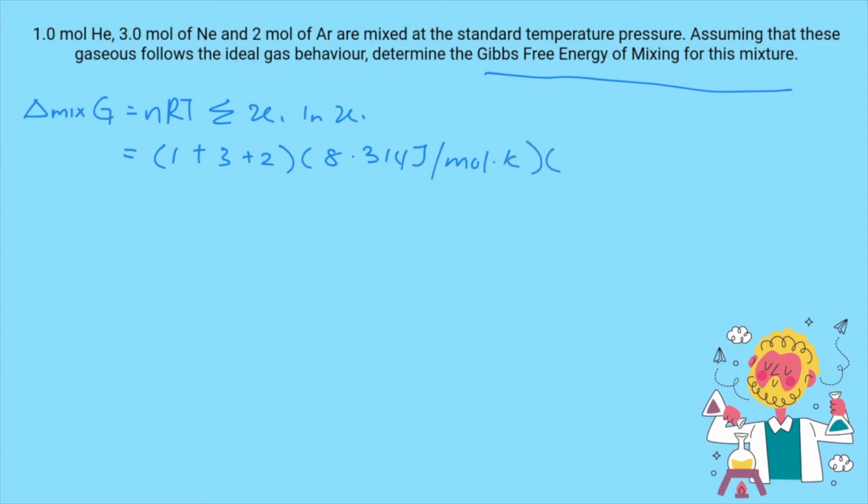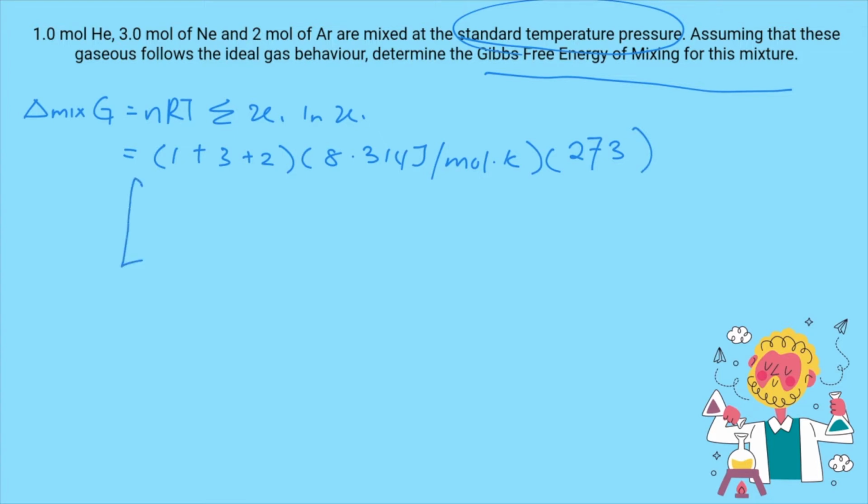And your T, because it states here that it is at standard temperature and pressure, you need to understand that at standard temperature and pressure, or STP, the temperature is 273. Now we can move on to do the summation of the mole fraction.